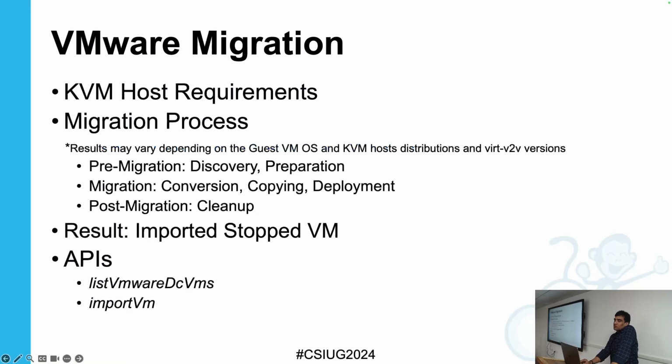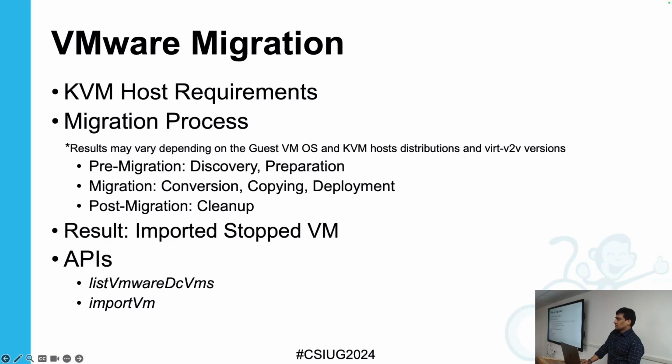Now going on to the actual migration process. It is done in 3 stages. Before migration, we do a discovery of the source instance. We get all the details about compute, network, and disk, and then prepare the instance for migration. Like we clone the instance, so we don't touch the actual VMware instance, and we clone the disks, and then the migration is started.